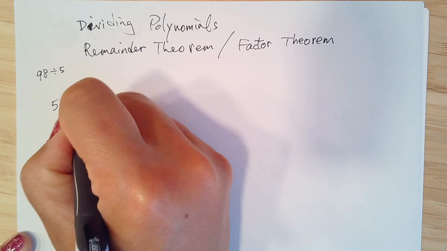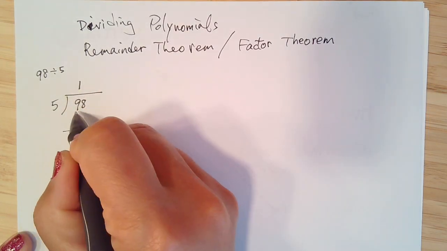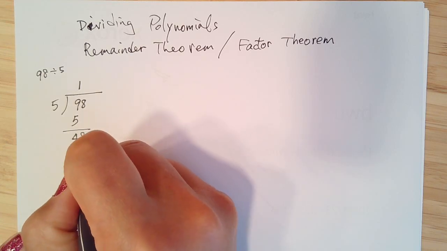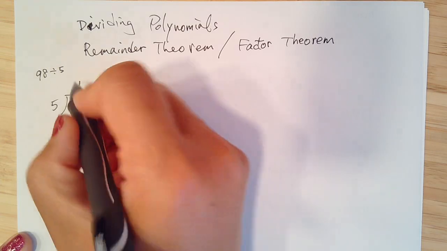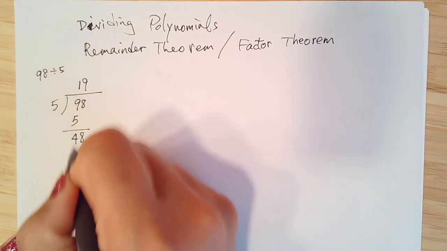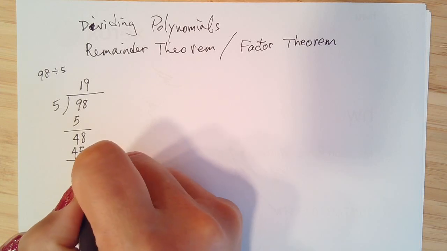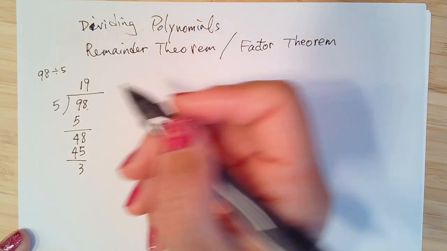So I'm looking for a number which I put in here, 1 times 5. So 9 minus 5, I get a 4. And then I drop down 8. And then here, how many 5s in 48 is going to be 9, because 5 times 9 is 45. And if you subtract, you get a 3. And that's it, because there's nothing under the decimal.